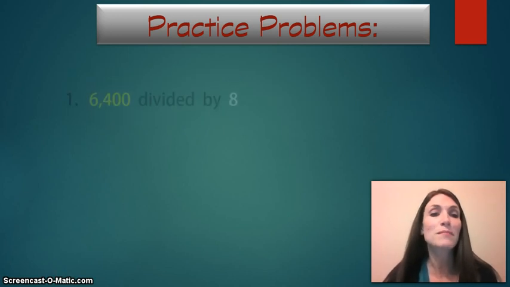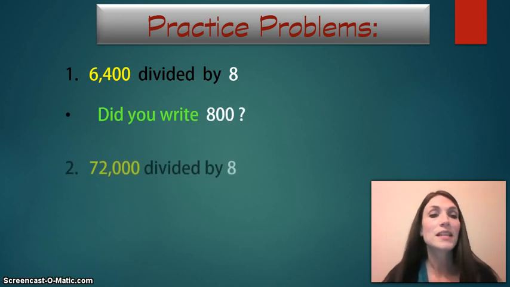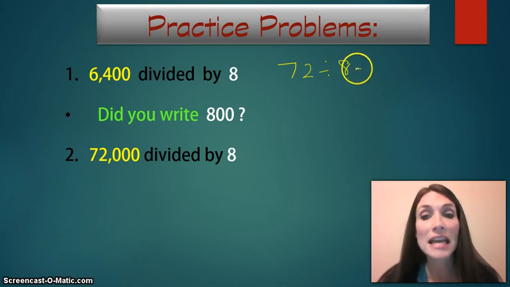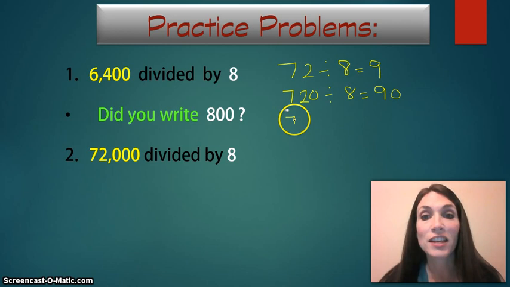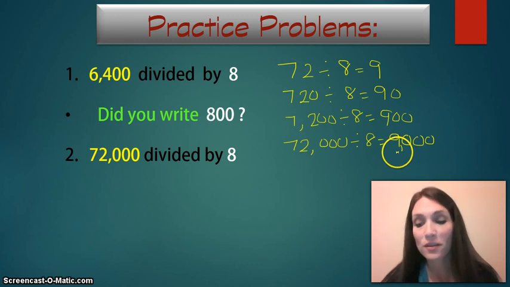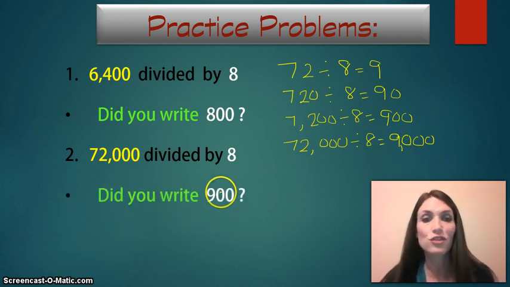Okay, let's look at practice problem number 2. 72,000 divided by 8. So I know that 72 divided by 8 is 9. So if I use my knowledge of multiples, I know that 720 divided by 8 is 90. I know that 7,200 divided by 8 is 900. So that helps me know that 72,000 divided by 8 would give me an answer or quotient of 9,000. And this answer should be 9,000, not 900.